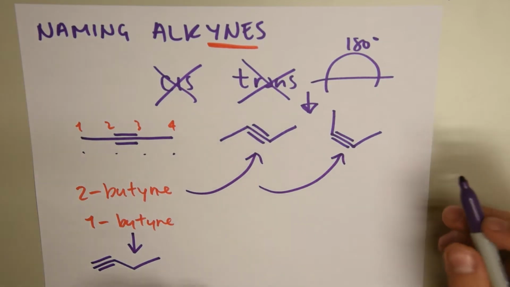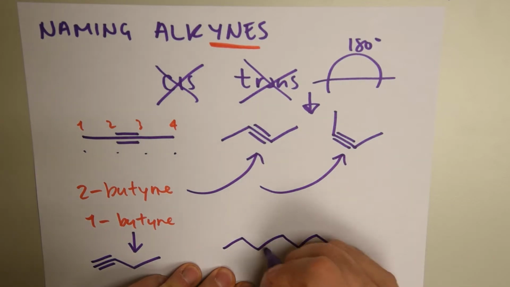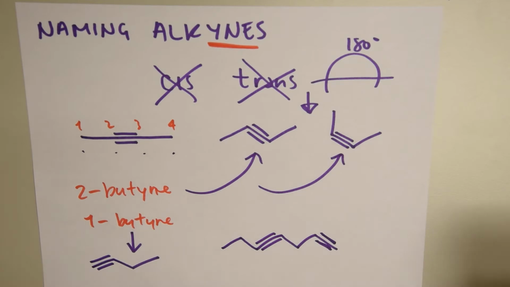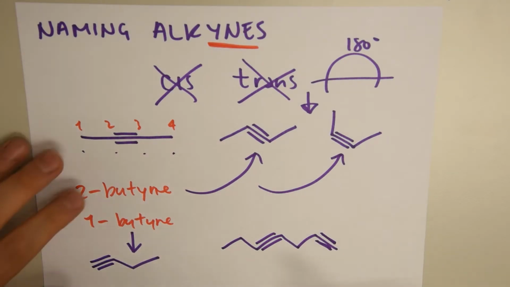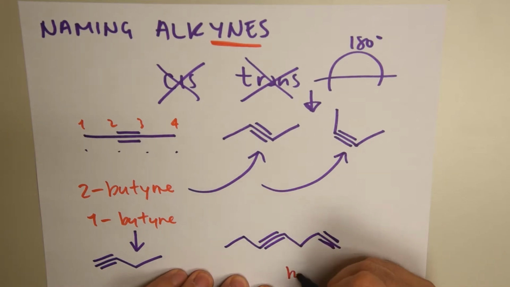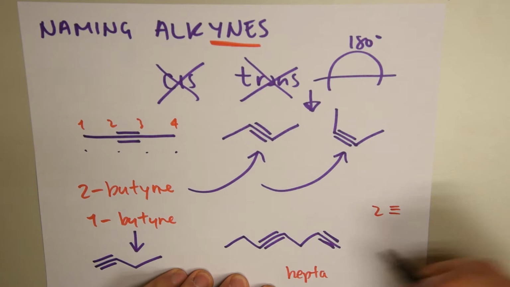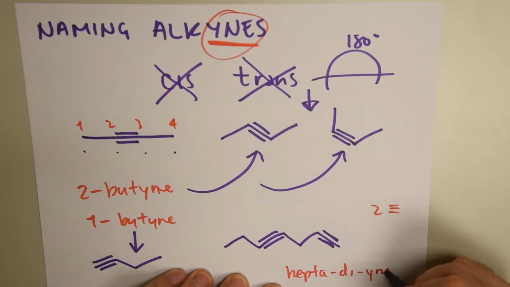Same thing, if we draw a more complicated example, we can have 7, and I draw this, and I draw this. It's another multiple exercise. How many carbons do we have? We have 7, so we're at hepta. How many triple bonds do we have? 2 triple bonds, so we're going to write di. What is the ending for alkynes? Yne. So hepta, di, yne.